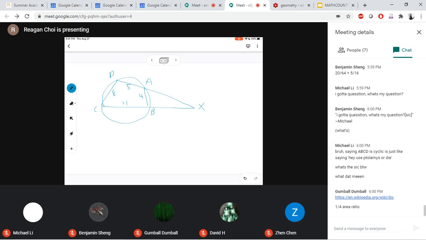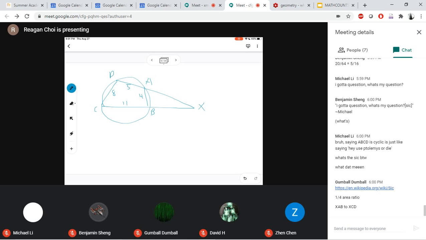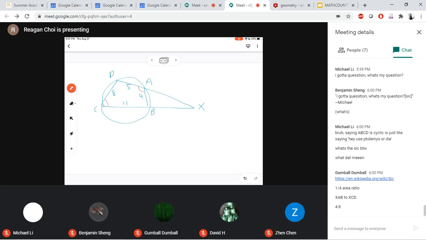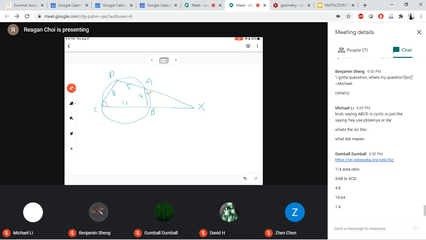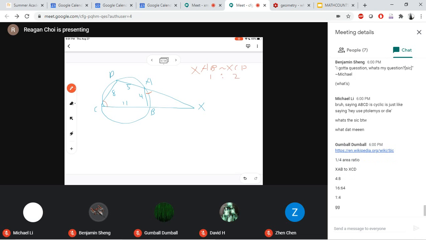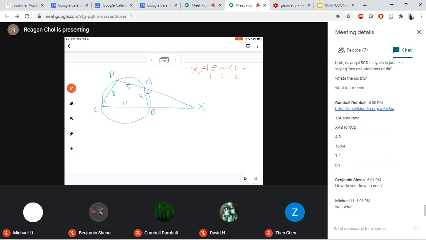So what you found is, because of the quadrilateral angles adding to 180, this angle is equal to this angle. The red angles are equal. So that means XAB is similar to XCD with a ratio of 1 to 2. 4 to 8, which is 1 to 2.